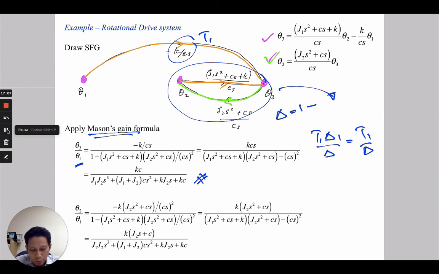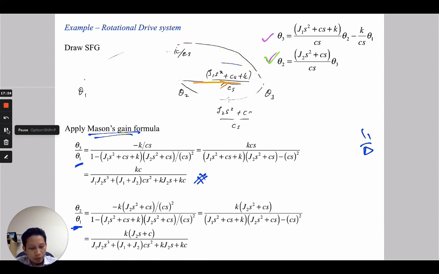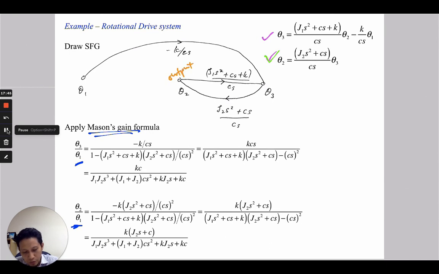And if we want to find another transfer function, let's say we want to find theta 2 over theta 1 here, we can use the same signal flow graph over here to find this transfer function. We need to find the first T1. This is the output. This is the input.